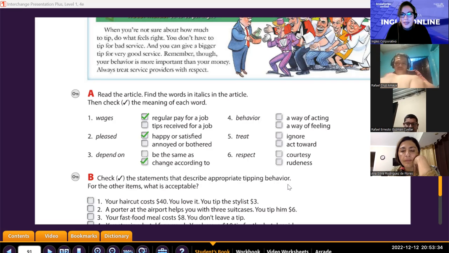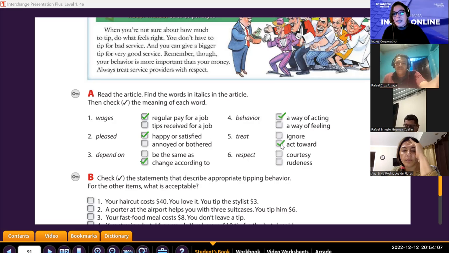We define that word. What is behavior? Is that a way of acting or a way of feeling? The first one. Excellent. A way of acting. Now, treat. Is that ignore or act toward? I guess the second. That is correct. Act toward. What is treat, teacher?